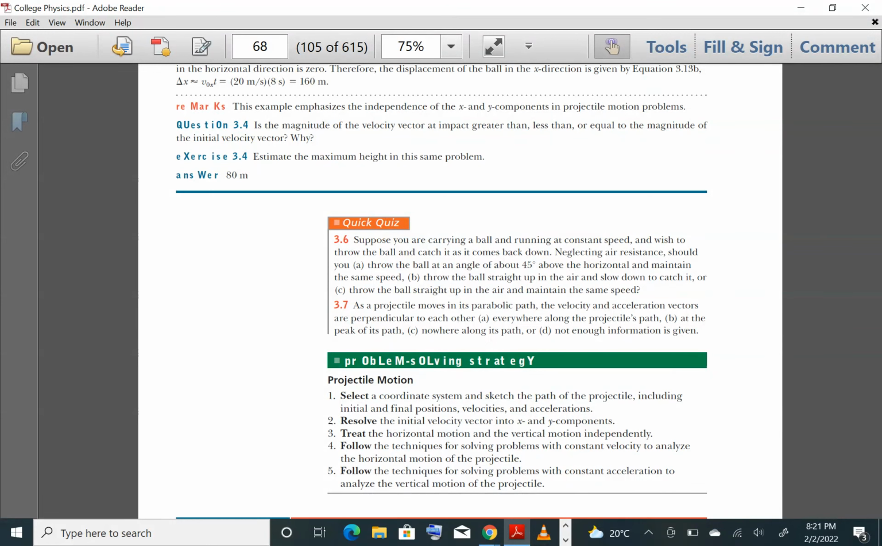What else? Follow the techniques of solving problems with constant acceleration to analyze the vertical motion of the projectile. So here basically what it is telling you is that for the vertical motion, that's where you usually have to use those equations of motion that we discussed. But for the horizontal, you're just looking at displacement and velocity pretty much, right? So that's something that's very, very important.